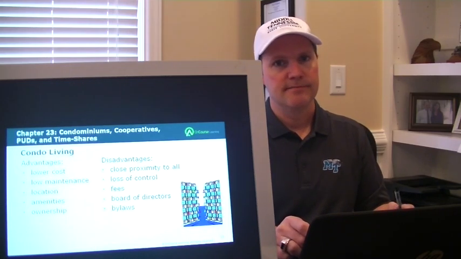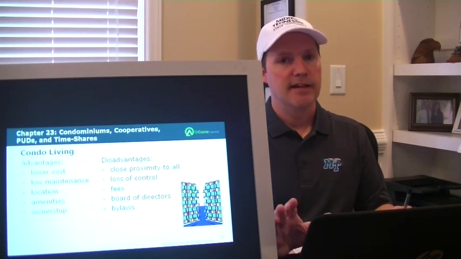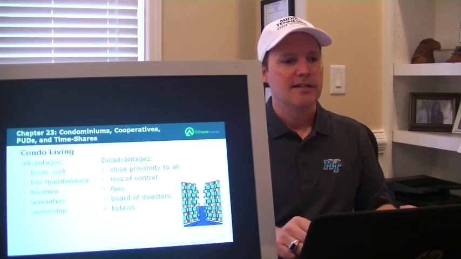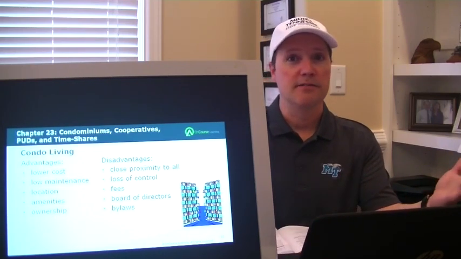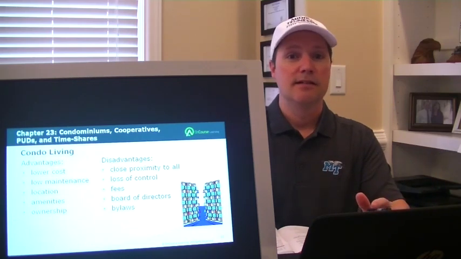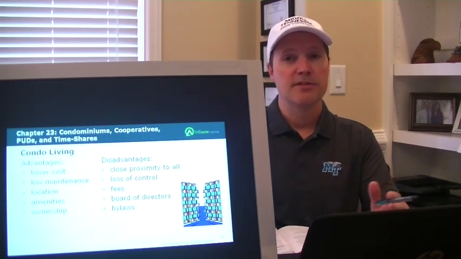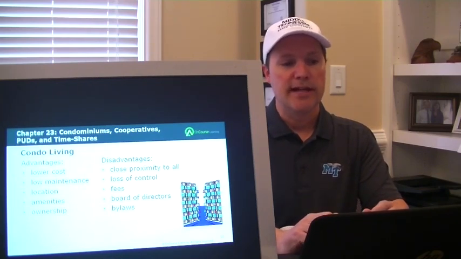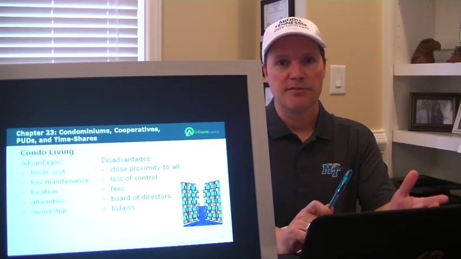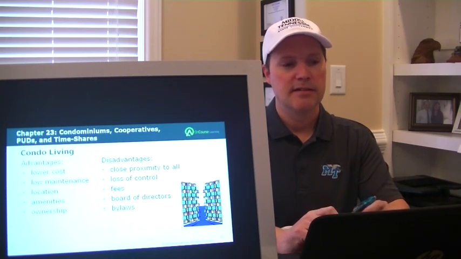Condo living. Okay, advantages and disadvantages. There's several. Advantages: you have low cost, so utilities are low. Usually everybody's connected, so you don't have outside walls a lot of times that you have to heat and cool. Low maintenance. Location, okay, you're right next to whatever you want to be, downtown area.